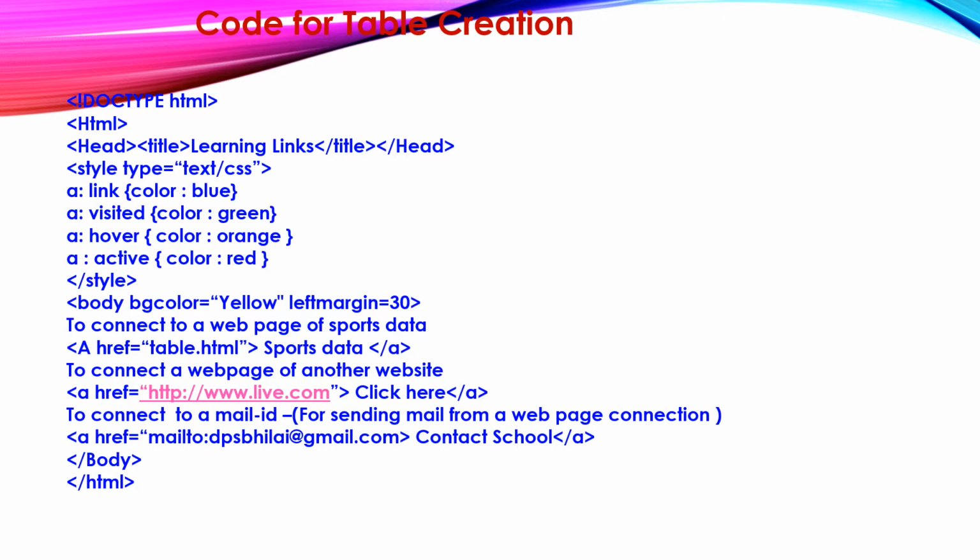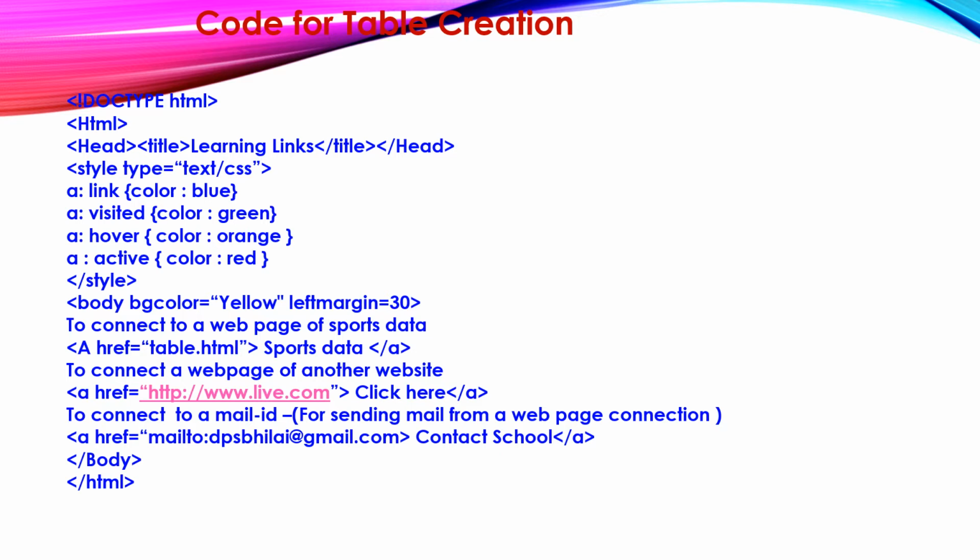Now for visited link color I set green. What does it mean? When you click on the link text and connect to another web page, and from there you come back to the original or host web page, you will find the link color has changed to green. It means you have visited that link. You will find the same with your email: emails which you have checked have a changed color, and those which you have not checked have a different color.